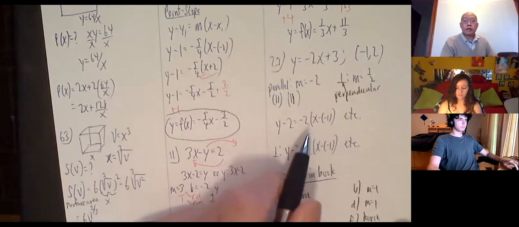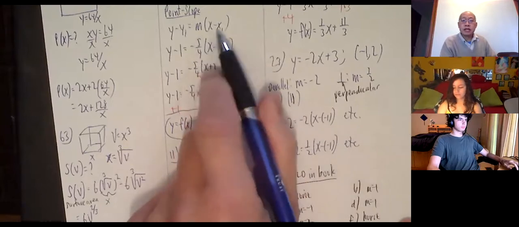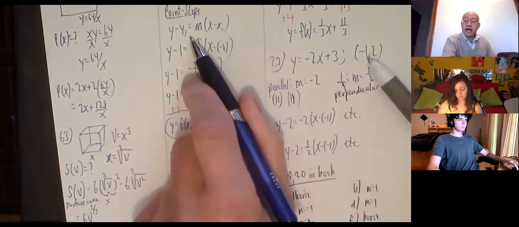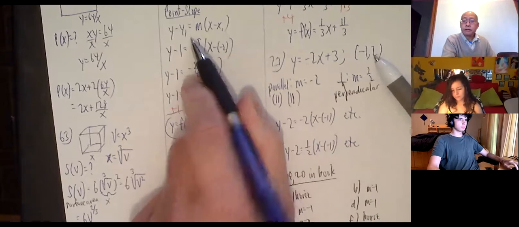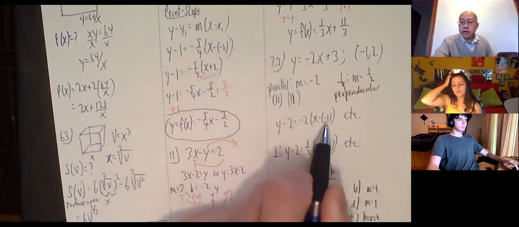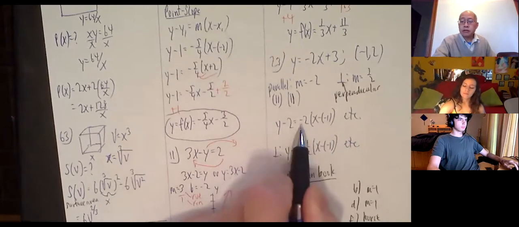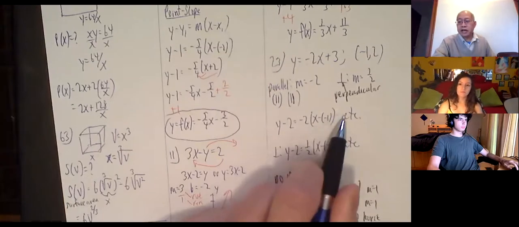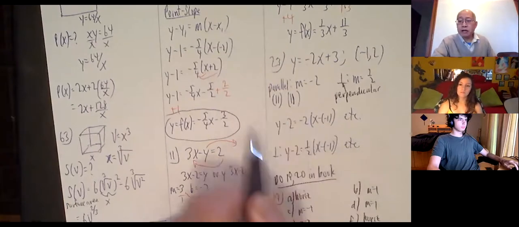Okay, so I'm using the point-slope form, which is this. Okay, the x1, y1 is -1, 2. So -1 goes there, 2 goes there, slope goes there. And I'll just say, etc. You finish the rest of that. That's for the parallel case.